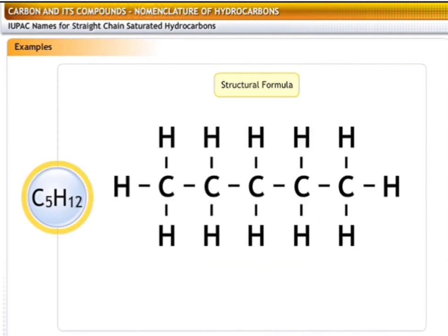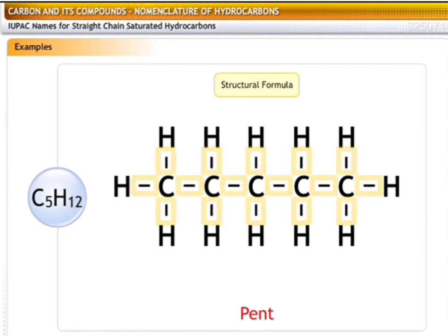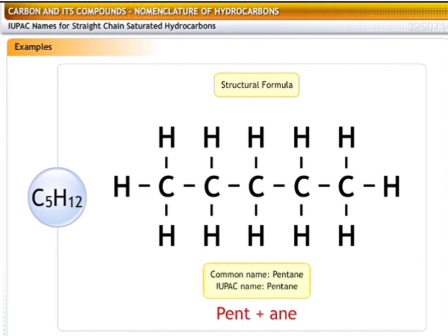Since C5H12 has 5 carbon atoms, its root is pent. The carbon atoms are saturated with each having 4 bonds attached to different atoms. So, it is an alkane. The IUPAC name is a combination of pent and ane, pentane.